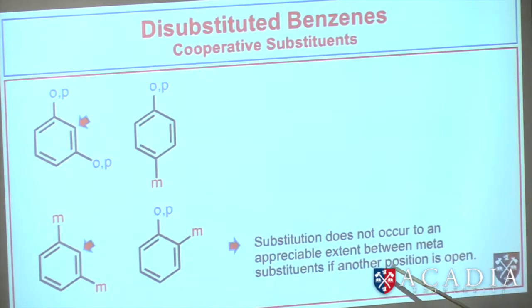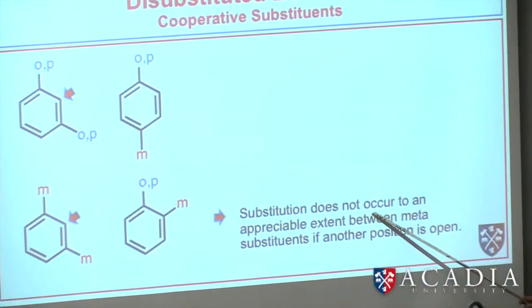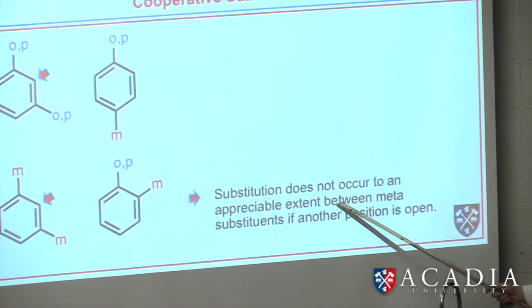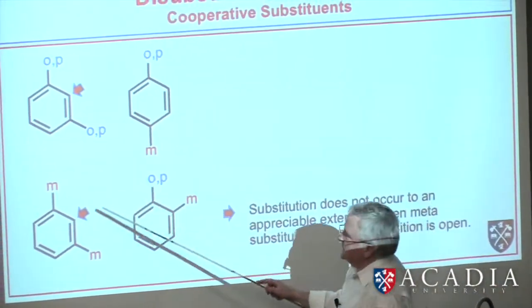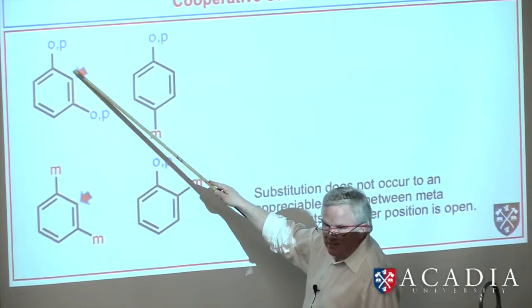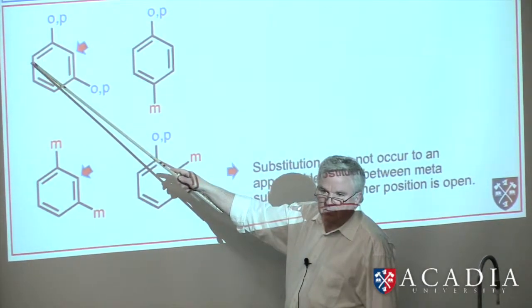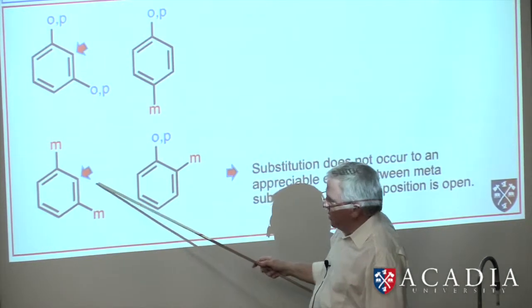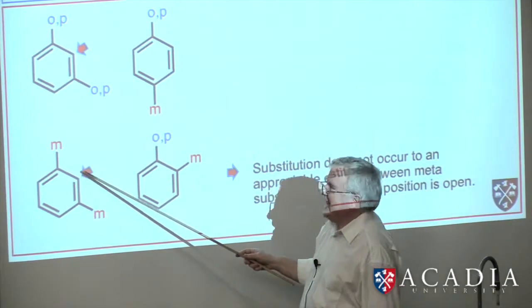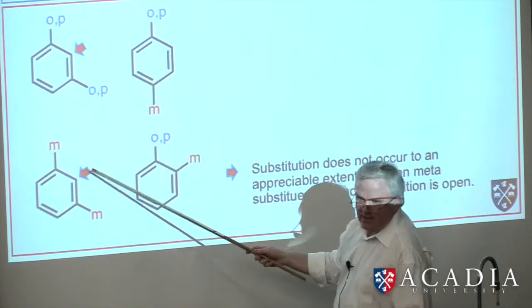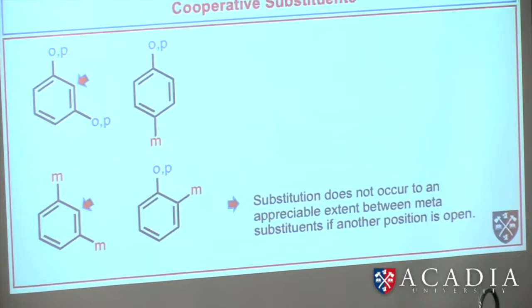At the meta position between two meta groups, substitution just doesn't occur to an appreciable extent. Even though both groups are directing there, it's quite sterically crowded, and there are easier places for the substituents to go. This one is sterically crowded, and nothing is directing anything there. So that's a definite red light.